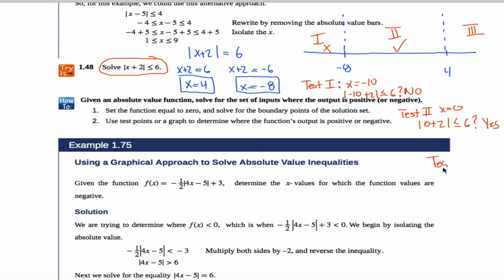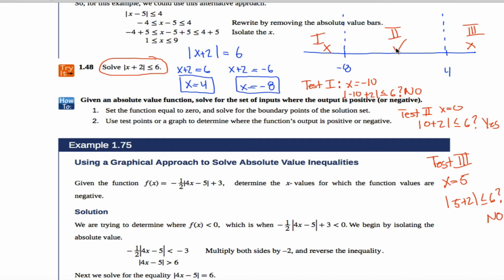What about region 3? Do the same thing. Test a number in region 3, whatever you want. I'm going to pick 5. The absolute value of 5 plus 2? Is that less than or equal to 6? Question mark? No. Because 5 plus 2 is 7, and the absolute value of 7 is 7, and 7 is not less than or equal to 6. 7 is greater than 6. So I don't get any solutions over here. So the only solutions I get are in region 2. So the answer to my question is all the numbers in region 2.